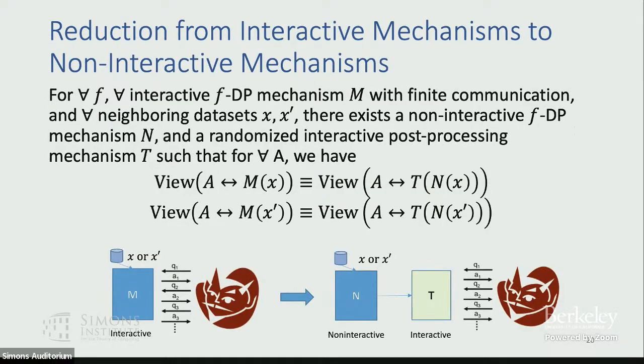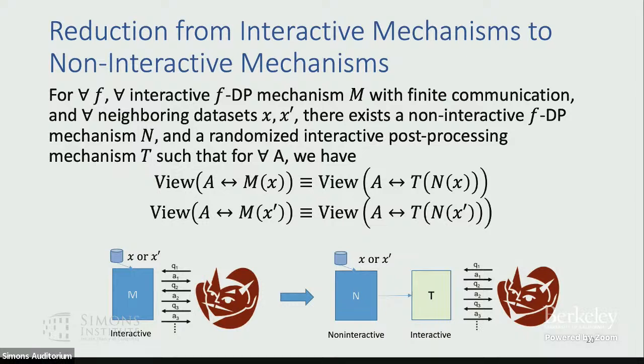Our proof actually relies on this nice reduction theorem from interactive mechanisms to non-interactive mechanisms. This theorem basically says for all given trade-off function F and for any interactive FDP mechanism M with finite communication, and for all pairs of neighboring data sets X and X prime, there exists a non-interactive FDP mechanism N and a randomized interactive post-processing T, such that for all possible adversary strategies, the view of the adversary interacting with M is identically distributed to the view of the adversary interacting with T, which takes N of X as the input.